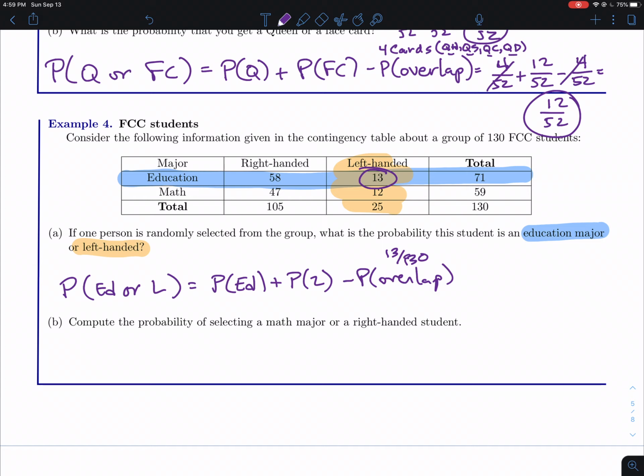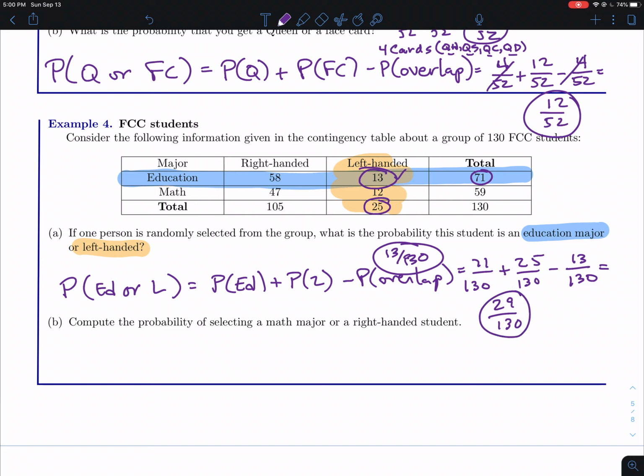So in this case, our number of education majors are the 71, so we're going to get 71 over 130, plus our left-handed folks, which are going to be 25 out of 130. And then our overlap is going to be this 13 out of 130. And so finally, adding these together, we get 71 plus 25 minus 13. Looks like 83 out of 130. And then again, if you want to put this in the calculator to get the percentage, go for it.